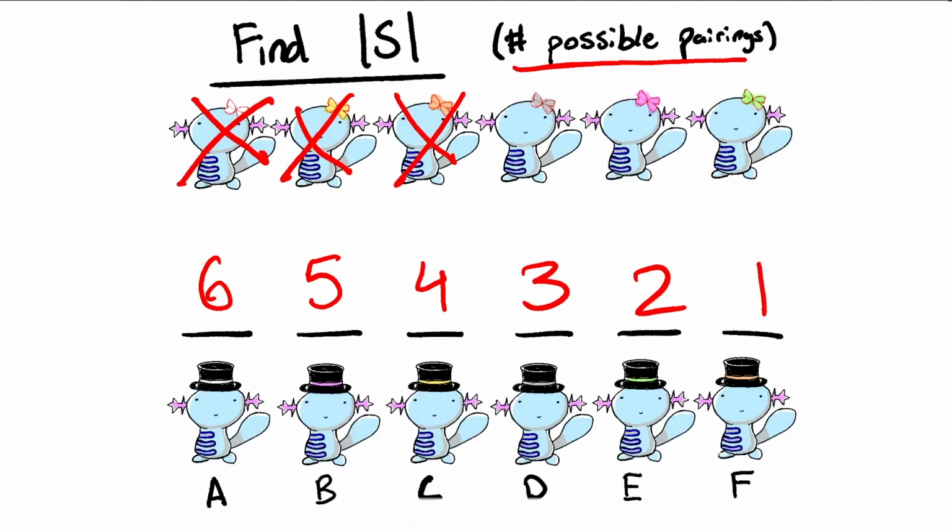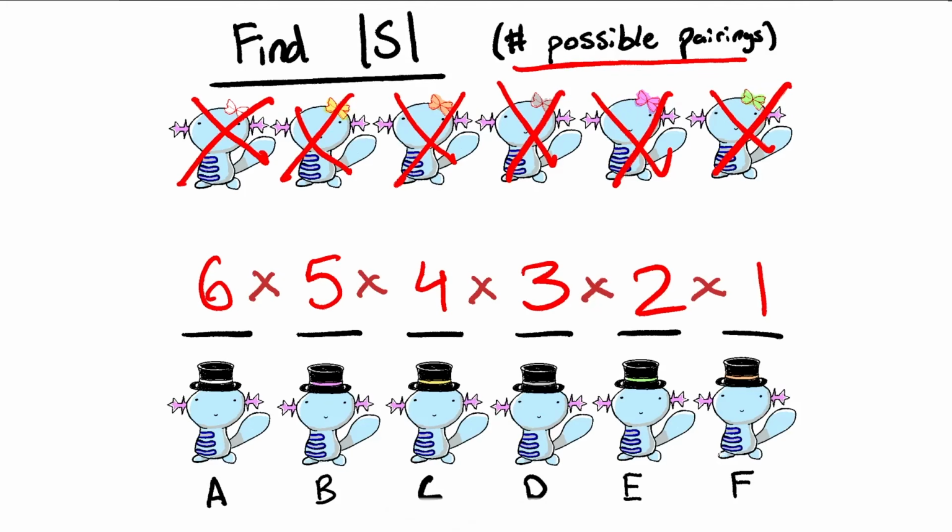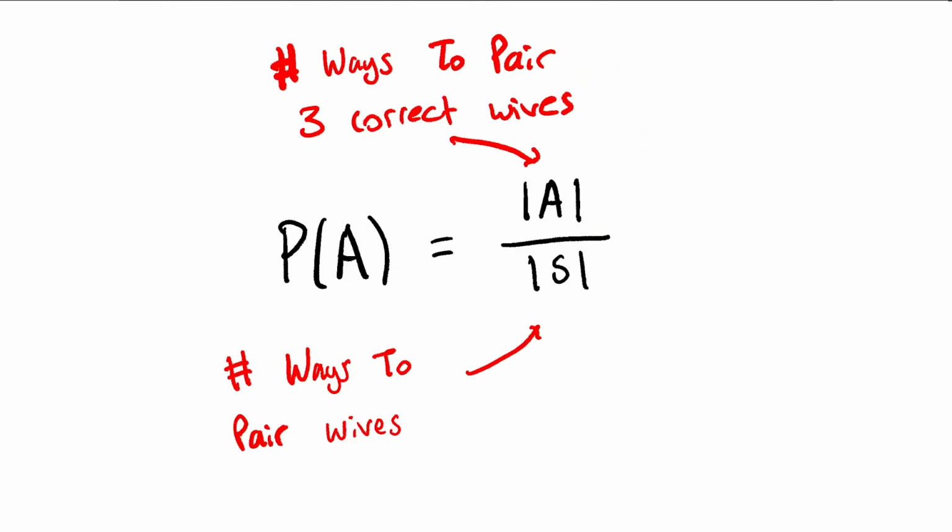And then out of the remaining 4, there are 4 remaining wives left for husband C. And this pattern goes down the line until we end up with exactly 6 times 5 times 4 times 3 times 2 times 1 possible pairings of husbands and wives. This is the same as 6 factorial. So we have that S equals 6 factorial. So if we go back to our equation right here, the number of ways to pair the wives is 6 factorial. Now all we need to do is find A.